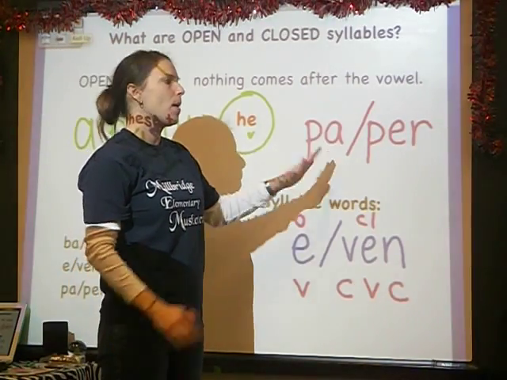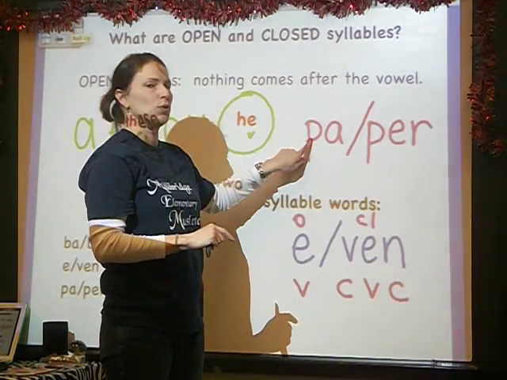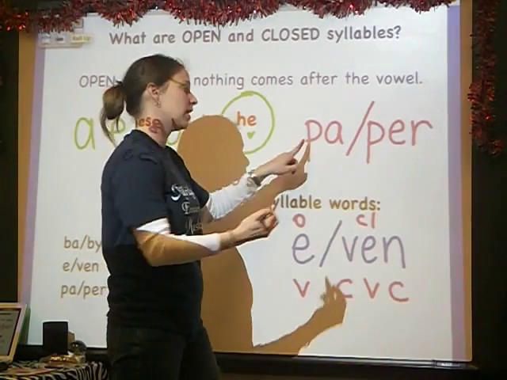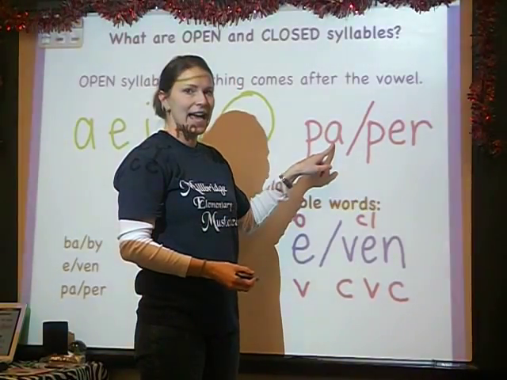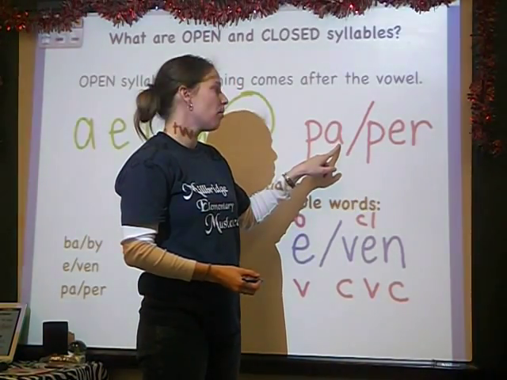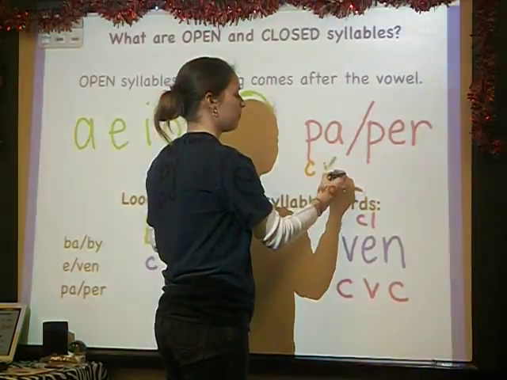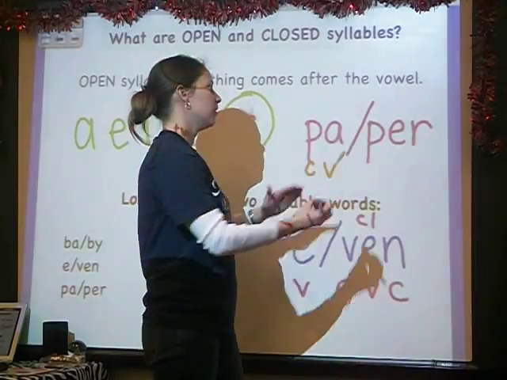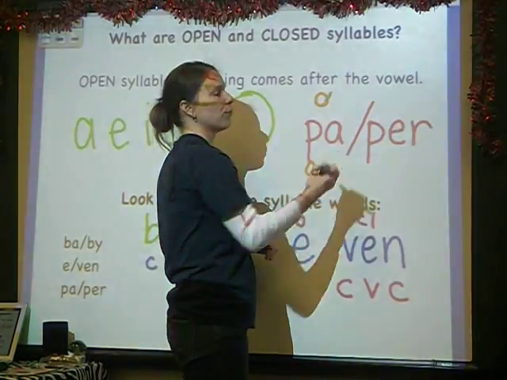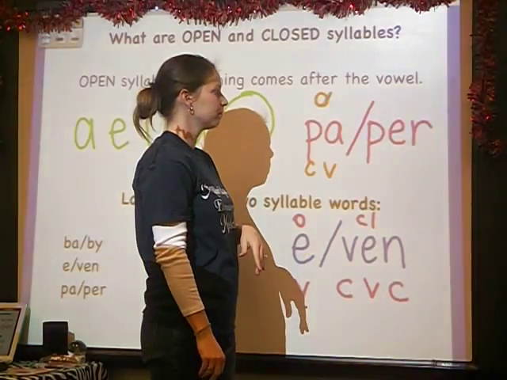The first syllable, pay, begins with a P. That is a consonant. The second letter is an A. That's the last letter of this syllable. It is a vowel. And as you can see, there's nothing else there. It's open. So we're going to label it O for an open syllable.